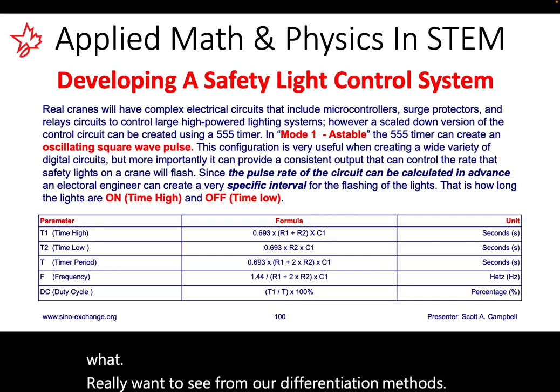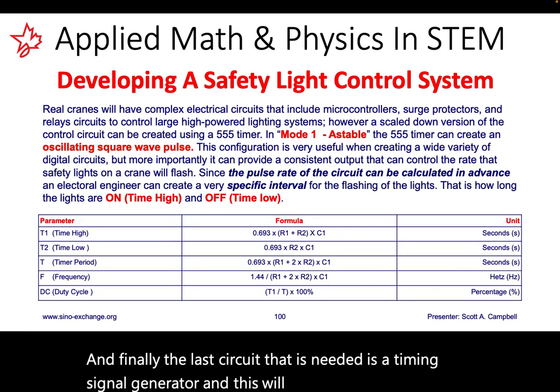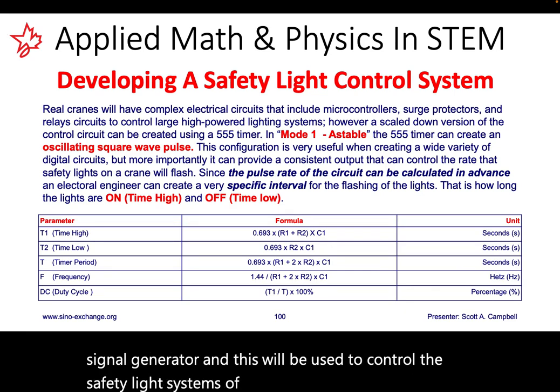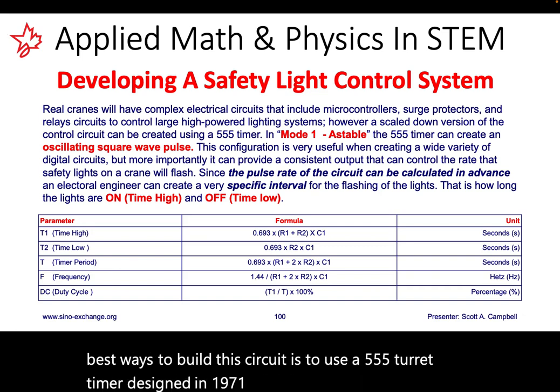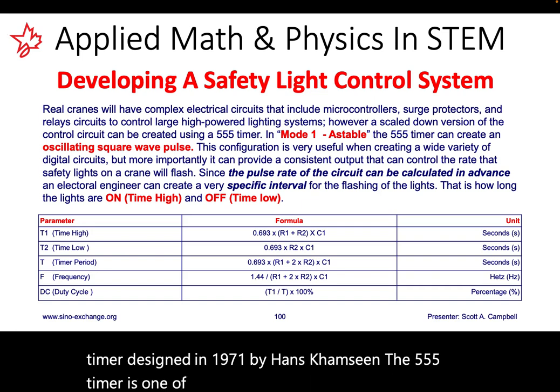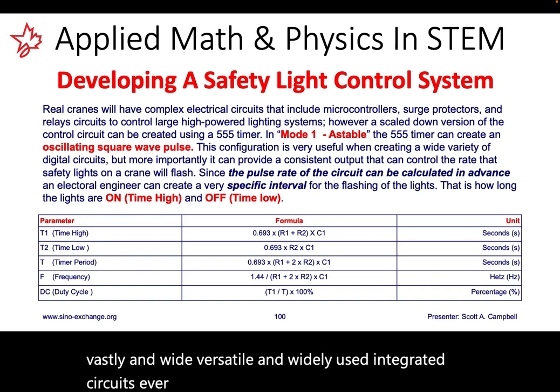And finally, the last circuit that's needed is a timing signal generator, and this will be used to control the safety light systems of our model crane. Now, one of the best ways to build this circuit is to use a 555 timer. Designed in 1971 by Hans Camenzind, the 555 timer is one of the most versatile and widely used integrated circuits ever made, with over 1 billion units being sold annually as of 2017.